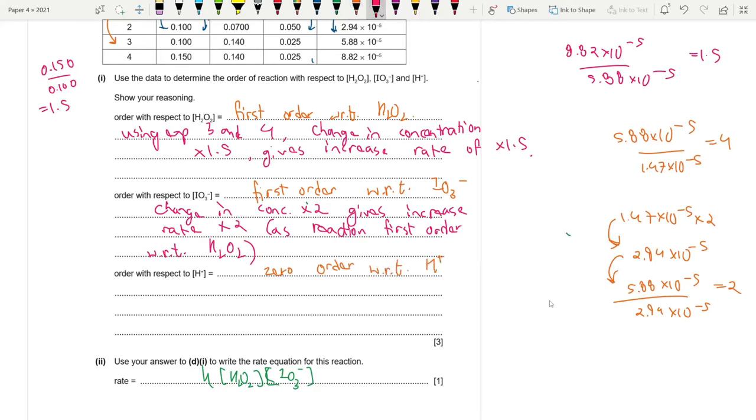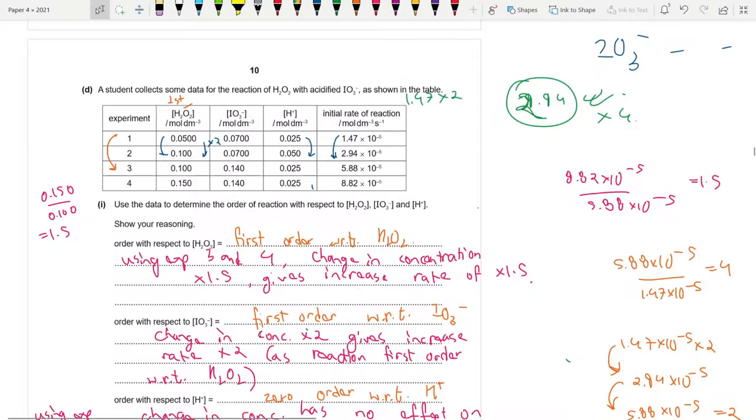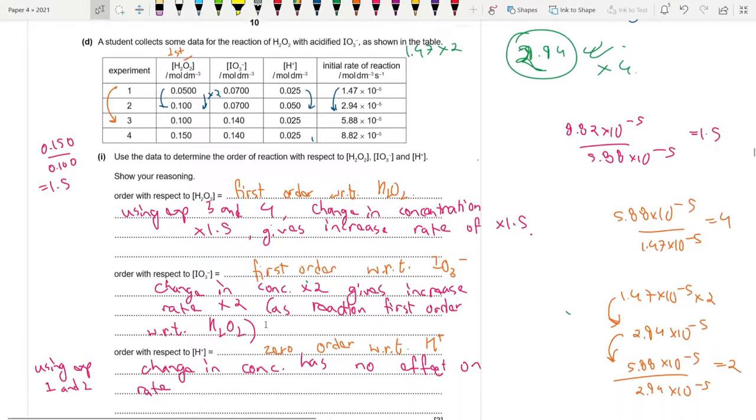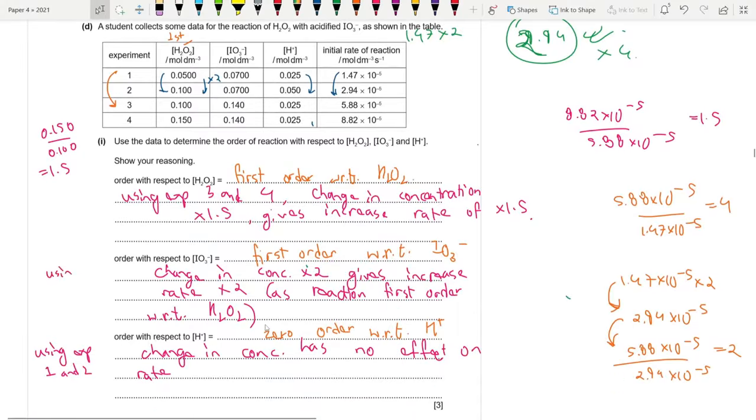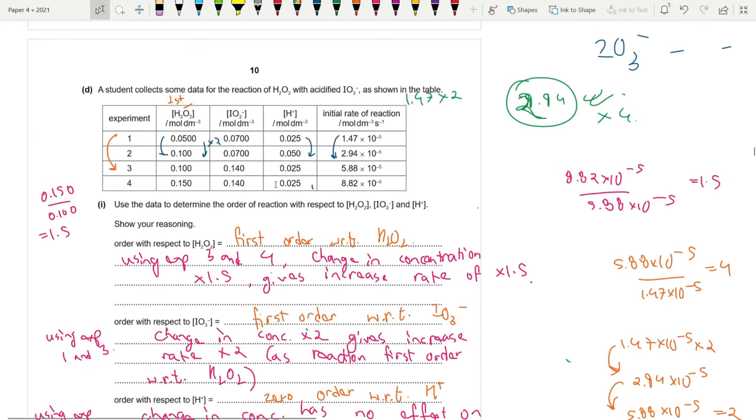Why is that? Change in concentration has no effect on rate. So this was done using experiment 1 and 2. And for this, which one did we use? We used experiment 1 and 3, right? So basically, we doubled H2O2. Rate also doubled, right? 2.94 divided by 1.47 is 2. We also doubled H plus, but there was no change in rate.